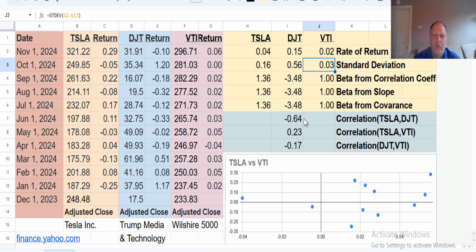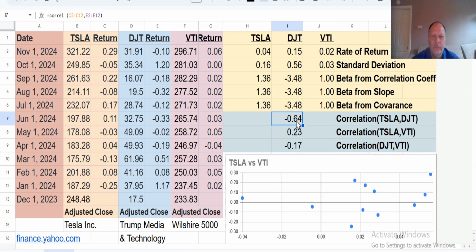We could also look at how these stocks are correlated with each other. This is actually a rather unusual situation. If we use the function CORREL, correlation, in Excel, we would figure out the correlation in this example between Tesla and Donald J. Trump by putting in the column for Tesla, C2 colon C12, comma, the column for Donald J. Trump, E2 colon E12, and we get a negative correlation. So when one goes up, the other goes down. That is actually quite unusual in stock investments.